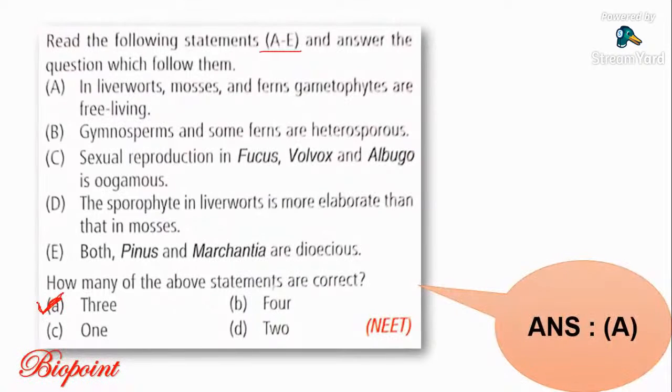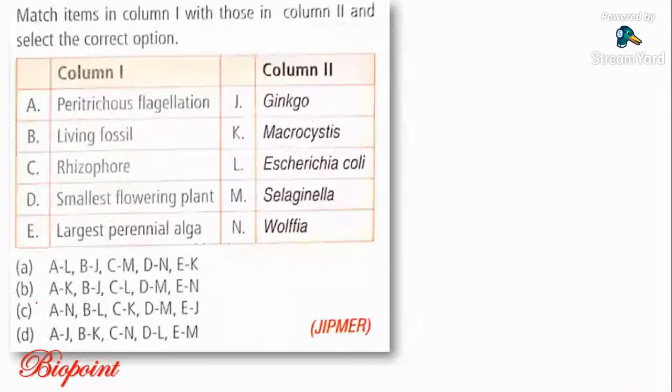Moving on to the next question. Match the items in column 1 with those in column 2 and select the correct option. Peritrichous flagellation, living fossil, rhizophore, smallest flowering plants, largest perennial alga. This is not question number 10, this is question number 11. Whenever you are getting living fossil, it matches with Ginkgo biloba. So match all the options related with that and cancel out all the others.